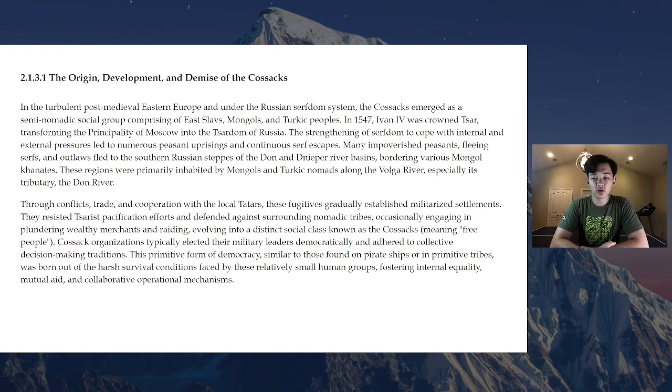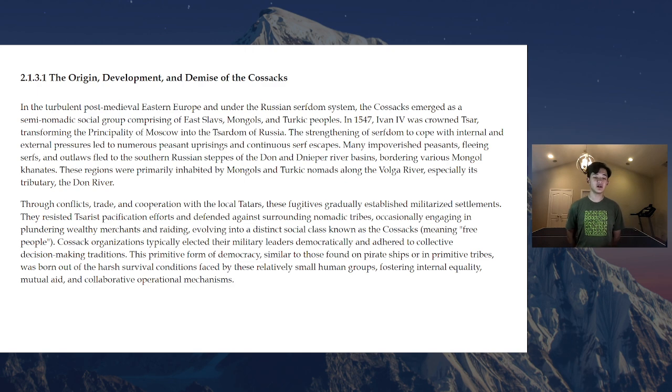When Ivan IV was crowned Tsar, and when he turned the Principality of Moscow into the Tsardom of Russia, the strengthening of serfdom to cope with internal and external pressures led to peasant uprisings and continuous serf escapes. They fled to the southern Russian steppes of the Don and Dnieper river basins, which were primarily inhabited by Mongols and Turkic nomads along the Volga River. Through conflicts, trade, and cooperation with the local Tatars, these fugitives gradually established militarized settlements.